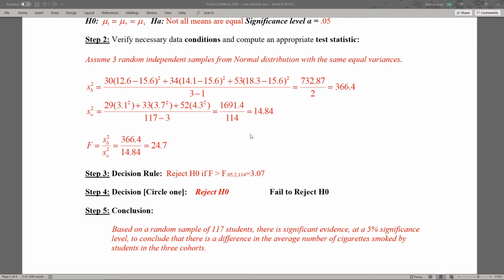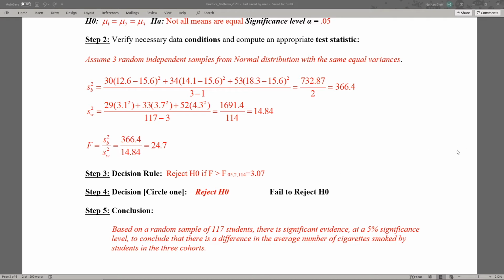Finally, we calculate the F statistic by dividing the mean square between by the mean square within for a value of 24.7. We can devise a decision rule by comparing our test statistic to our critical value. Our critical value in this case is the 95th percentile of the F distribution with degrees of freedom 2 and 114, which is a value of 3.07. Our corresponding decision rule is that we reject the null hypothesis if F is greater than 3.07, and since our test statistic is greater than our critical value, we reject the null hypothesis.